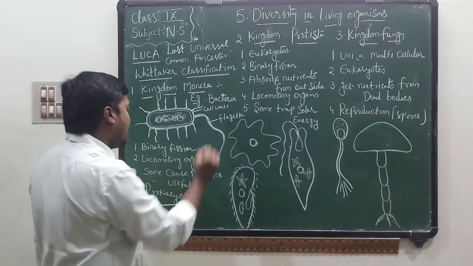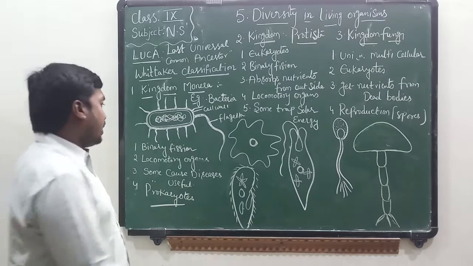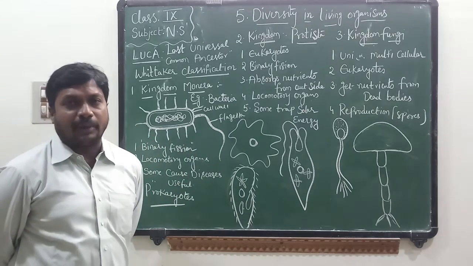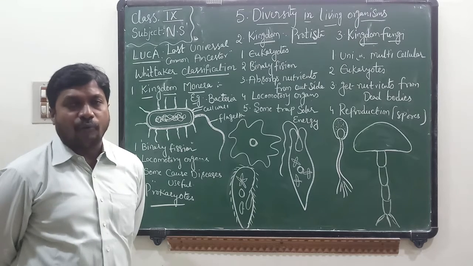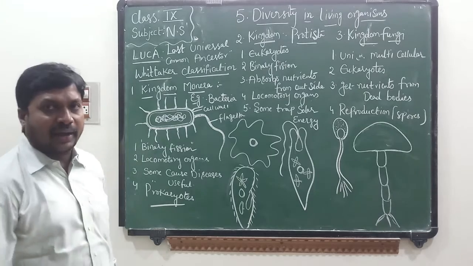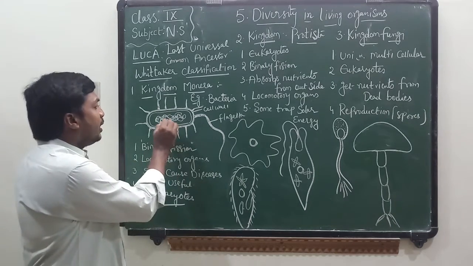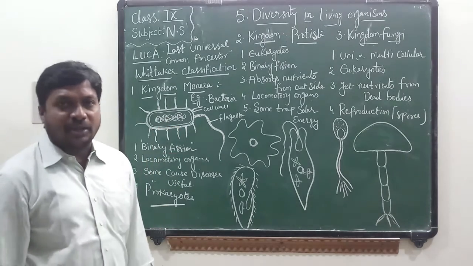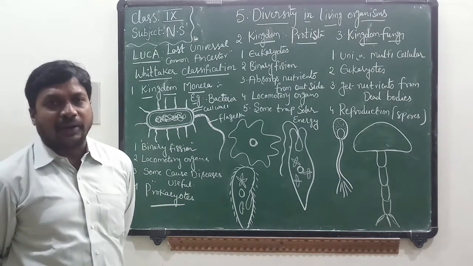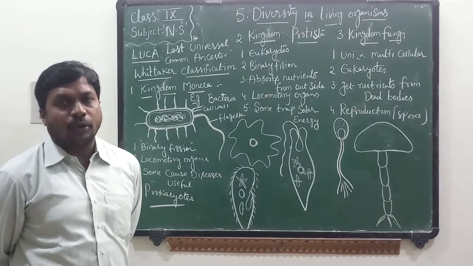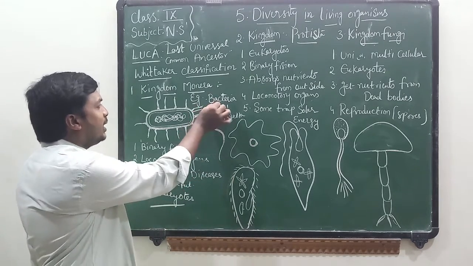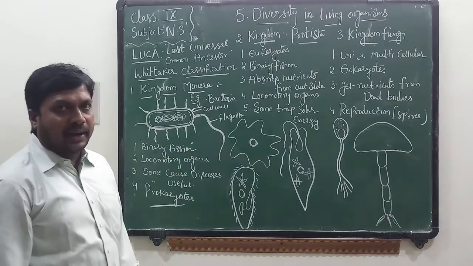Flagella are hair-like structures. And I explained about binary fission in 8th class. What is meant by binary fission? Splitting of an organism into 2 daughter organisms is known as binary fission. So they reproduce by binary fission. Binary fission is a type of asexual reproduction. Bacteria can reproduce by binary fission.